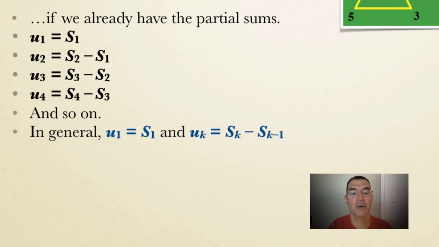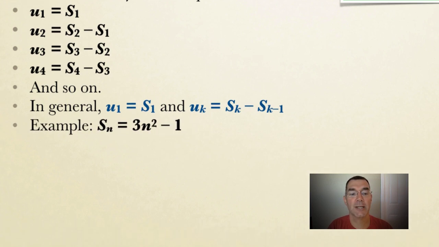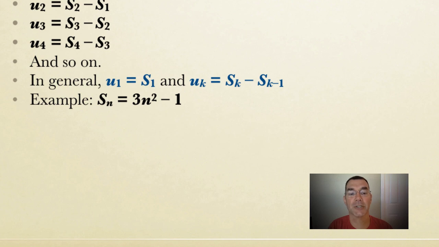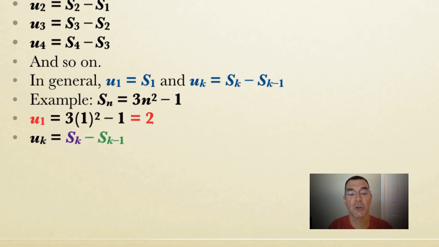So in general, the first term is equal to the first partial sum, and then the kth term will be the kth partial sum minus the (k minus 1)th partial sum. Let's say the formula for a partial sum is 3n squared minus 1. Well, the first term is just me plugging 1 into that formula and getting a value of 2. So the first term is 2.